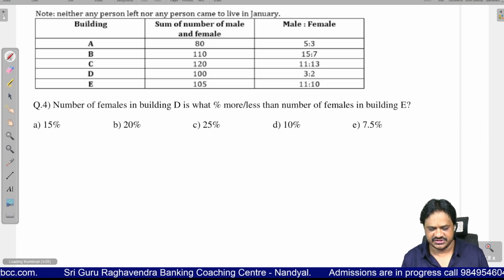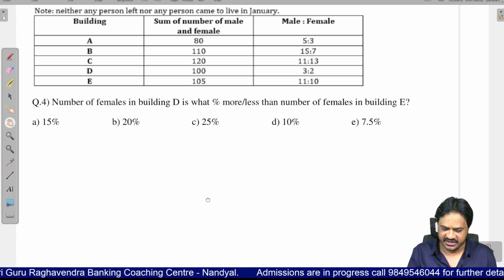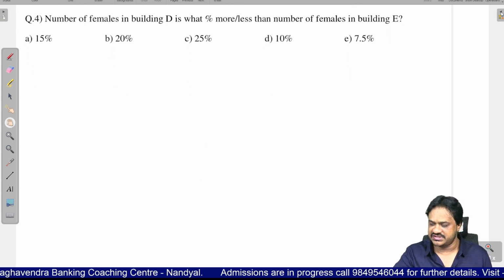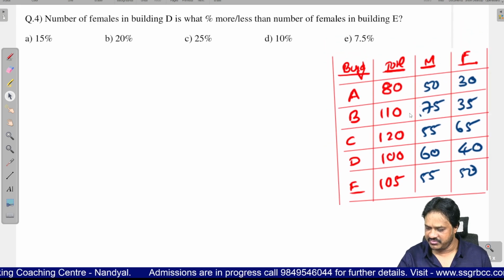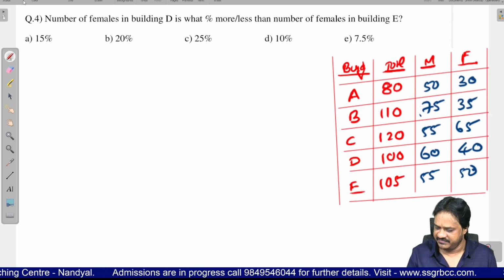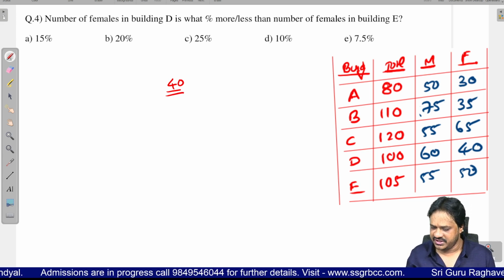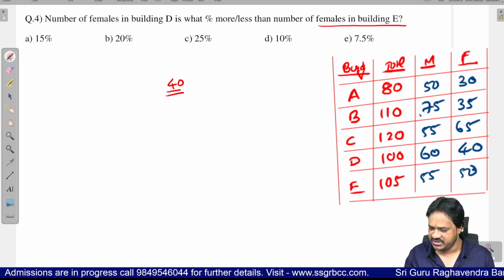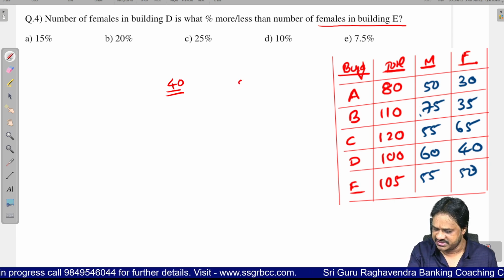Let us see the next one. The number of females in building D is what percent more or less than the number of females in building E? In building D, females are 40. It is how much more or less than females in building E? Females in building E are 50.